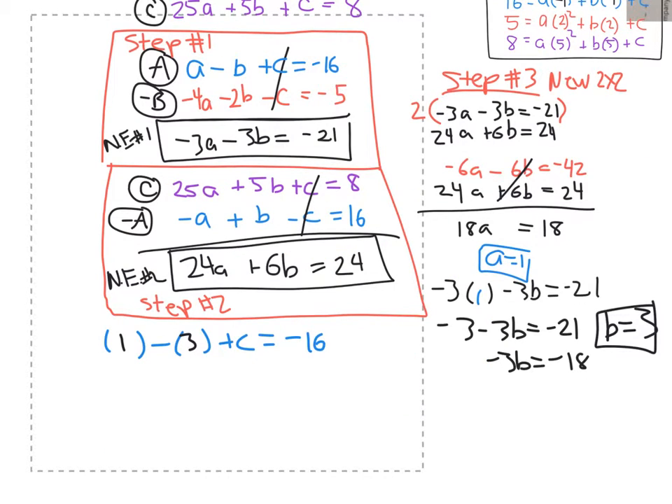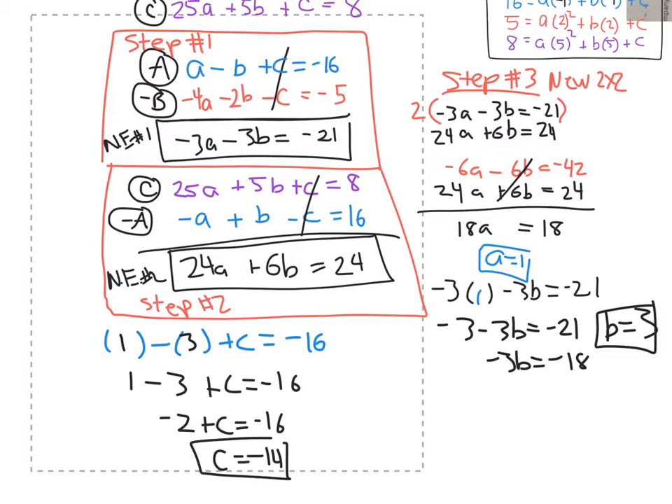Sorry about that. I just moved everything up so we could have a little more space to finish this. So I have 1 minus 3 plus c equals negative 16, which means I have a negative 2 plus c equals negative 16. If I add 2 to both sides, I'll have c equals negative 14. So ladies and gentlemen, I have our three values, a, b, and c.